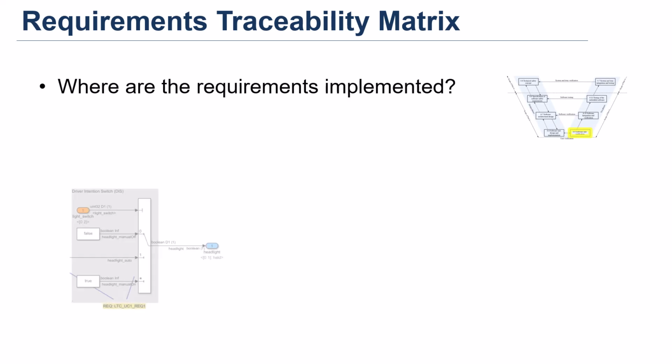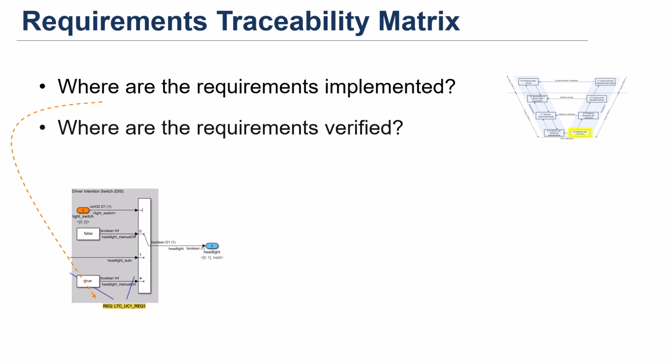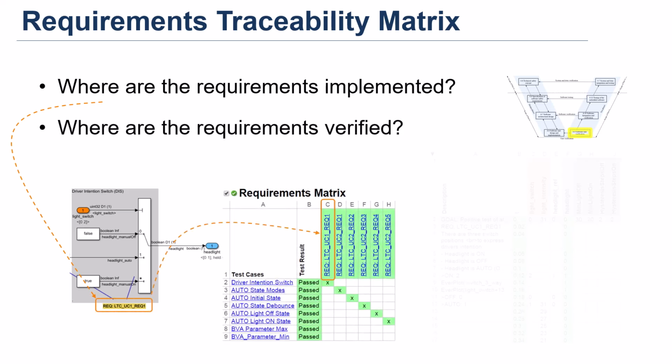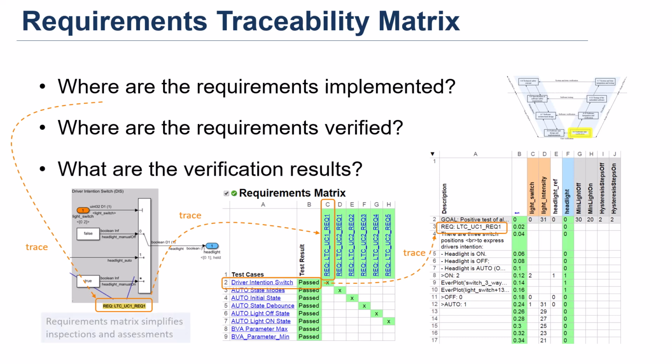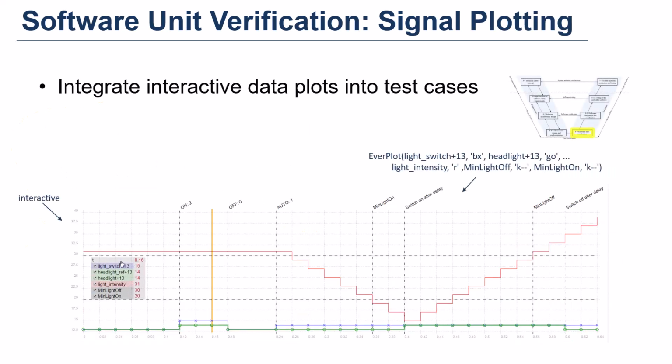The requirements traceability matrix provides the answers for the following questions. Where are the requirements implemented? Where are the requirements verified? And what are the verification results? The requirements matrix simplifies inspections and assessments. The software unit verification report might be needed for offline analysis.